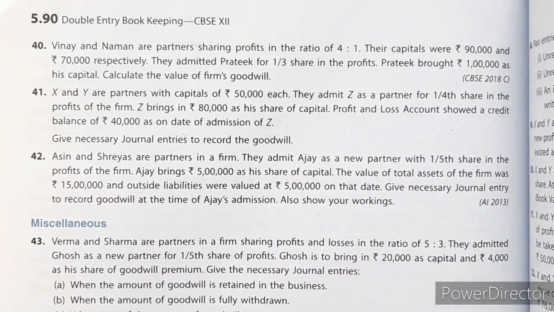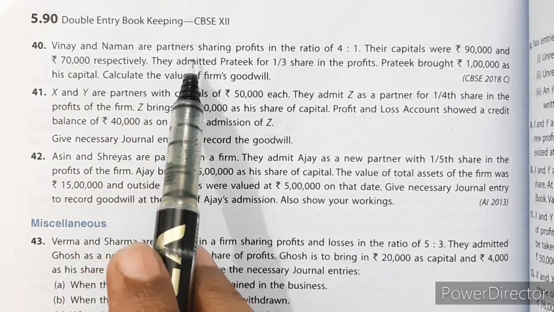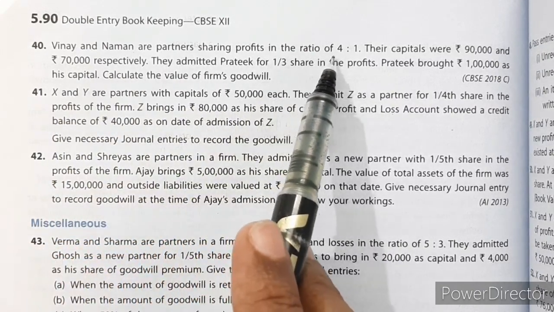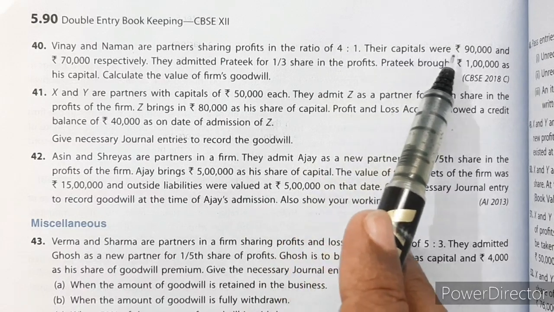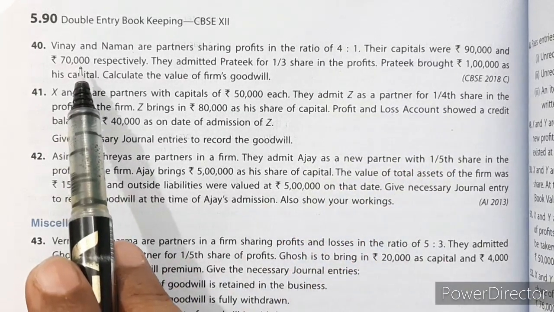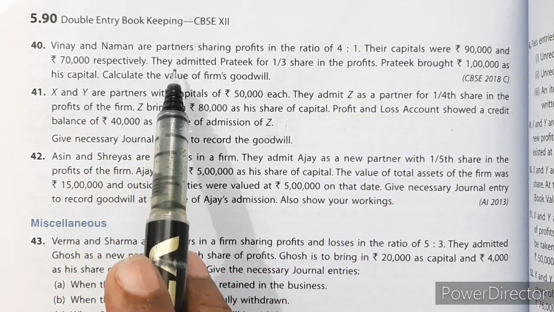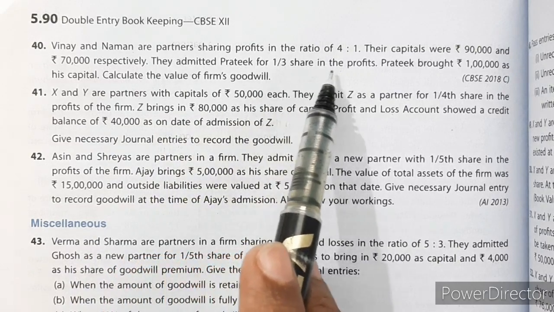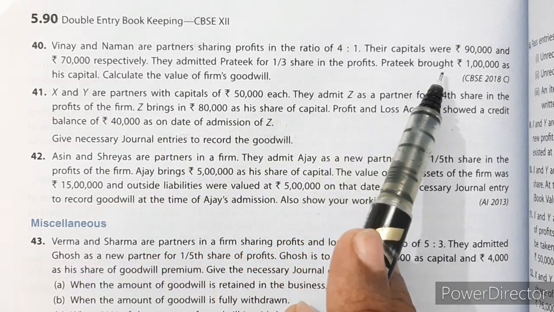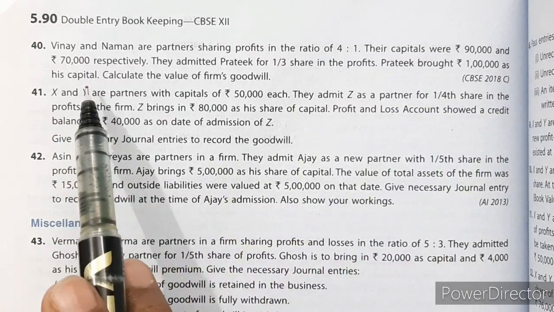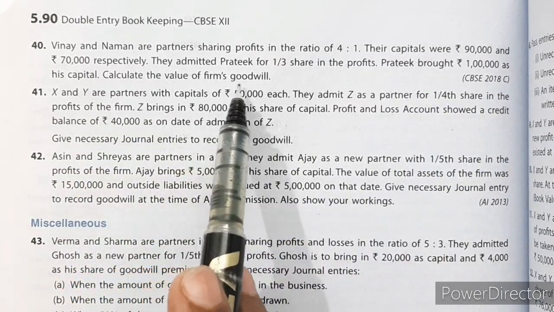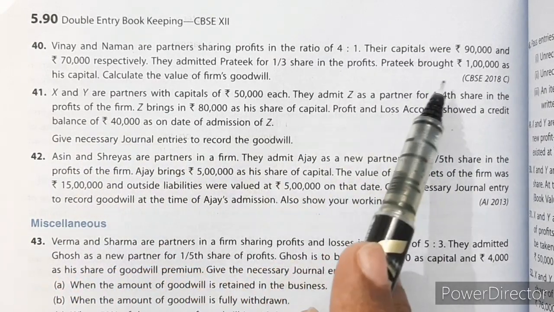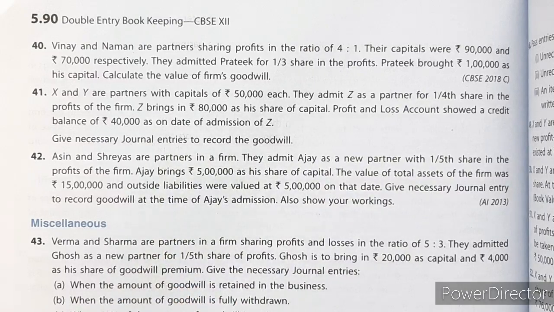Now let us see the next question. Question number 40. Vinay and Naman are partners sharing profits in the ratio of 4:1. Their capitals were rupees 90,000 and rupees 70,000 respectively. They admitted Pratik for 1/3 share in the profits. Pratik brought rupees 1 lakh as his capital. Calculate the value of firm's goodwill. Again, very simple question. Let us solve it.